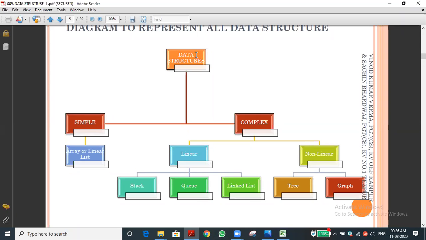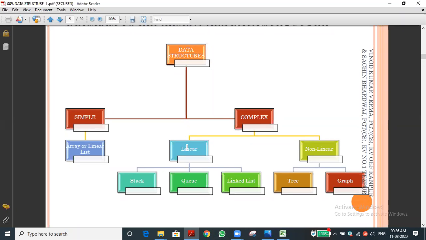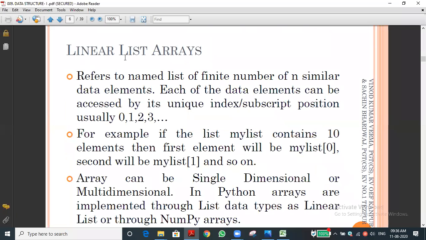Okay, let me enter into the simple data structure. So linear list arrays, that's what we are saying. Before that, I will explain what an array means. Array is a similar type of data stored under a common name. That is the definition for array. Underline this phrase: similar type of data stored under a common name. But the array concept is not in Python. In Python we have list.